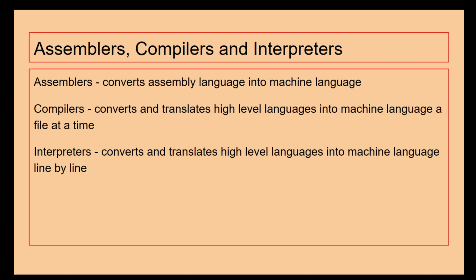So we've got three types of translators here: assemblers, compilers, and interpreters. Assemblers convert assembly language into machine language. Compilers translate high-level languages into machine language code all at a time.